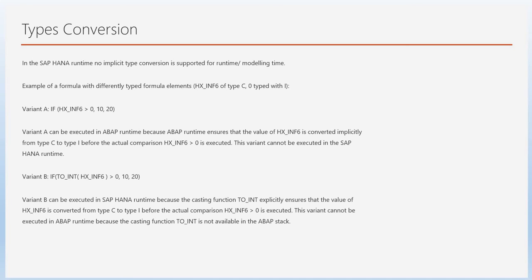So for that, you need to explicitly convert to integer, as you can see in variant B in this slide. You need to cast it to integer, and only then can you compare with the value 0. So that's the difference of type conversion in SAP HANA and SAP ABAP.